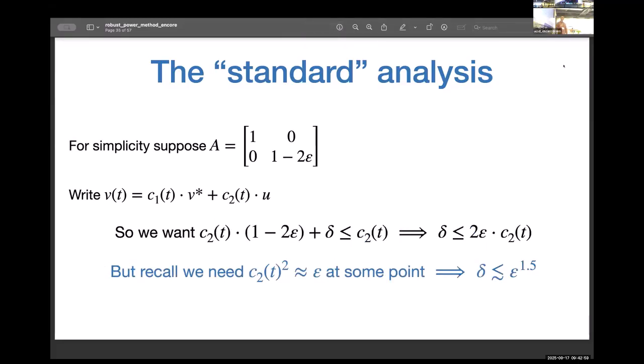But at some point in a power method analysis, C2 will be very small. If you do it in the standard way, at some point it will be roughly the square root of epsilon, because I want C1 squared to be 1 minus epsilon, so at some point C2 squared will be epsilon. That really means that if you do the standard analysis, delta has to be epsilon to the 1.5. Why is that a little bit weird? When we first did this, it was really weird because I want to get epsilon close to the top eigenvector, so it seems like if I just have an epsilon approximate MVP, I should be able to do it, not epsilon to the 1.5. Remember, epsilon is a small number, so this is a much smaller value than epsilon.